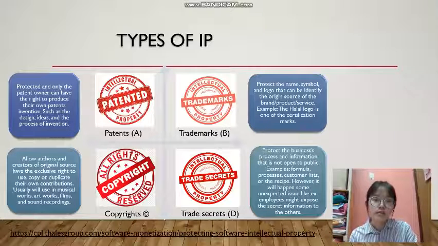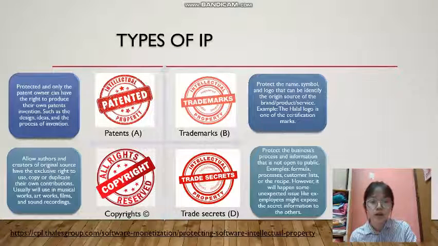The first is patents. A patent protects the owner, who has the right to produce their own invention, such as designs, ideas, and the process of inventions. The second is trademarks. Trademarks protect the name, symbol, and logo that can identify the origin source of the brand, product, or service. For example, the Halal logo is one of the certification marks.